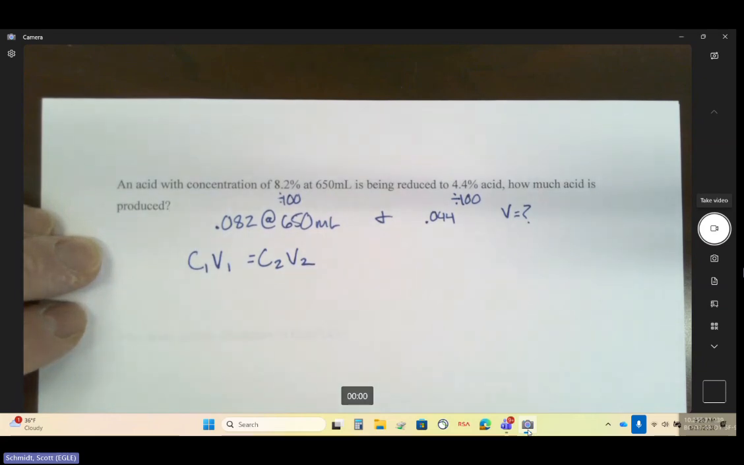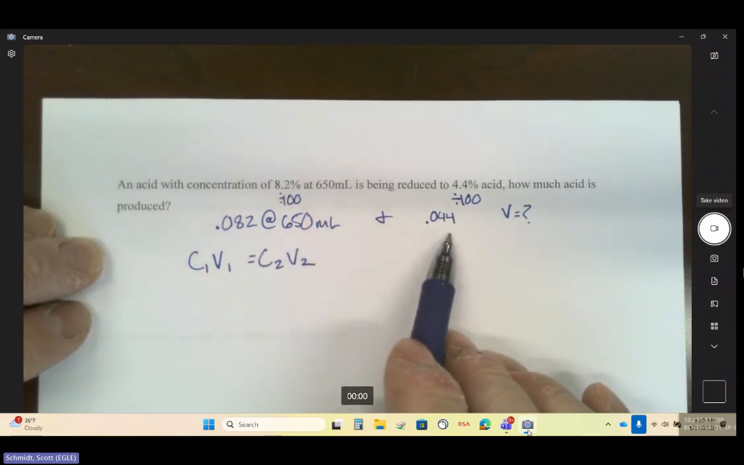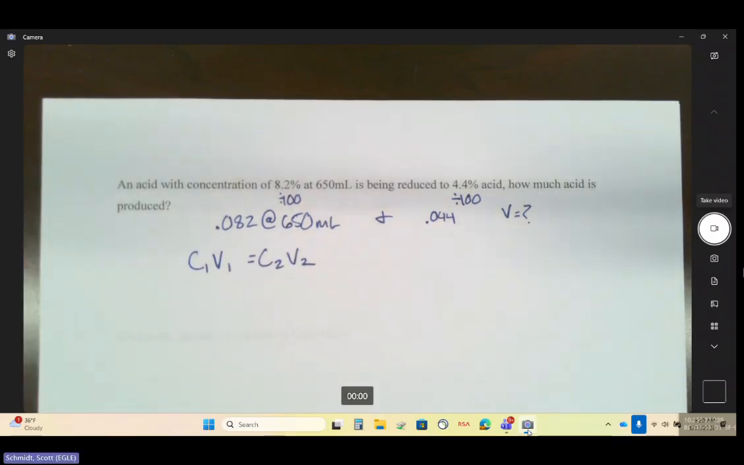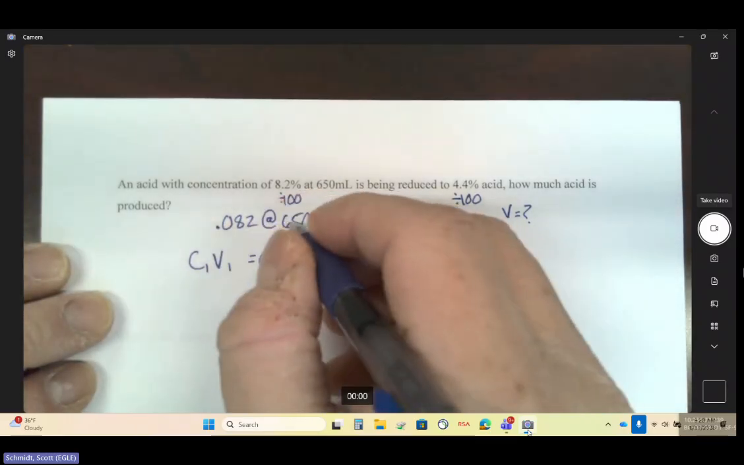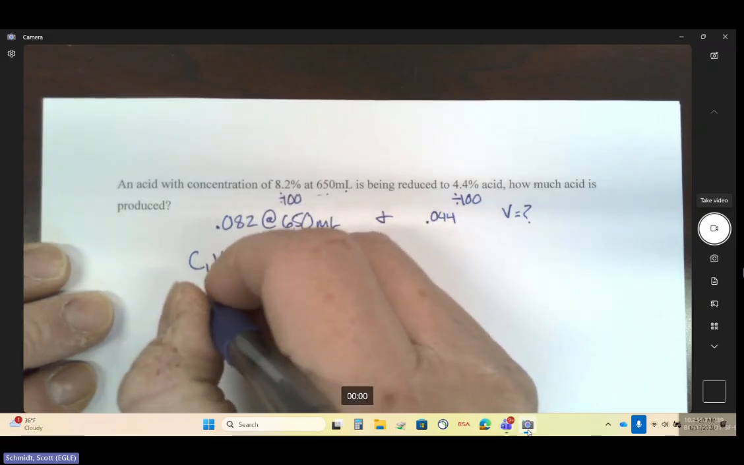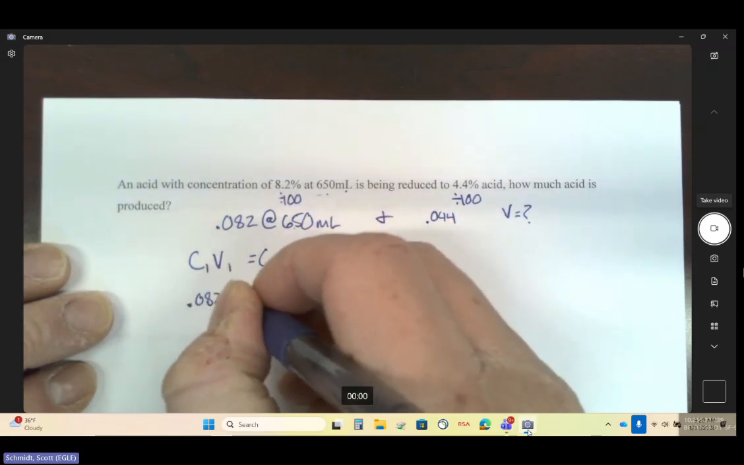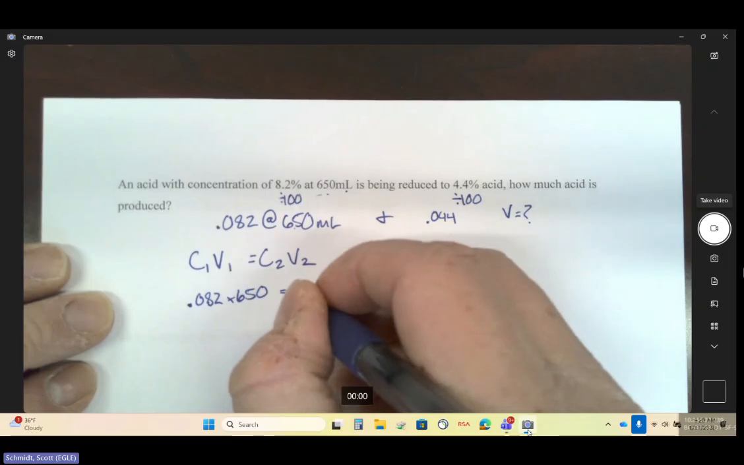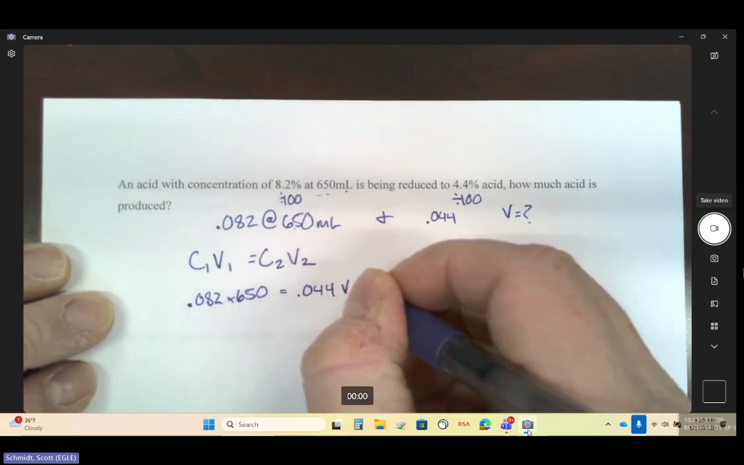It's a concentration. So essentially what's happening is this acid is diluted down to 4.4%. And with it being diluted, we want to know how much acid we're going to end up with. Well, our concentration and volume for the first one are milliliters, right? So 0.082 times 650 is equal to 0.044 V2.